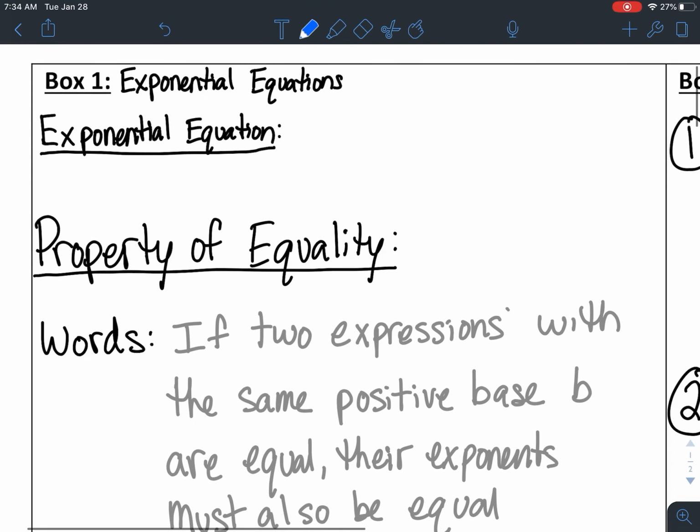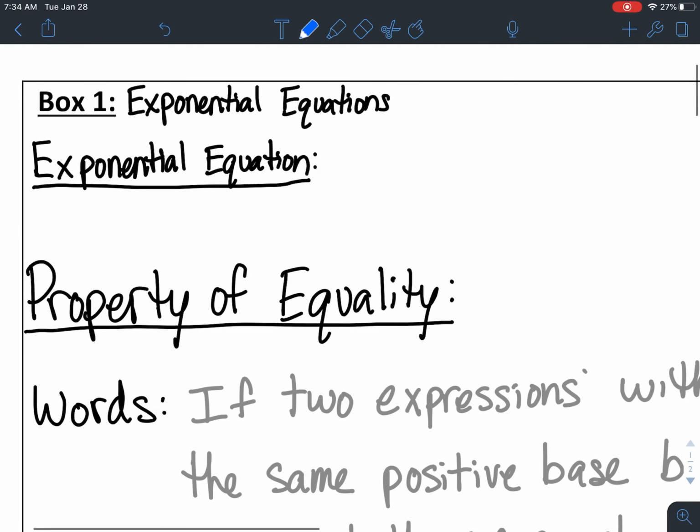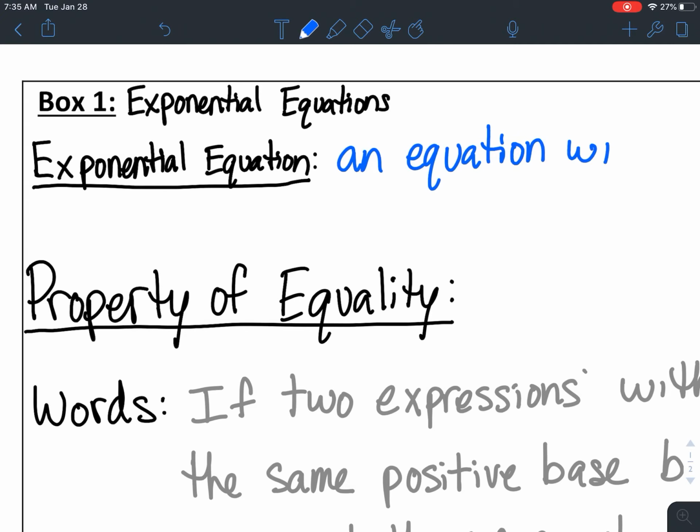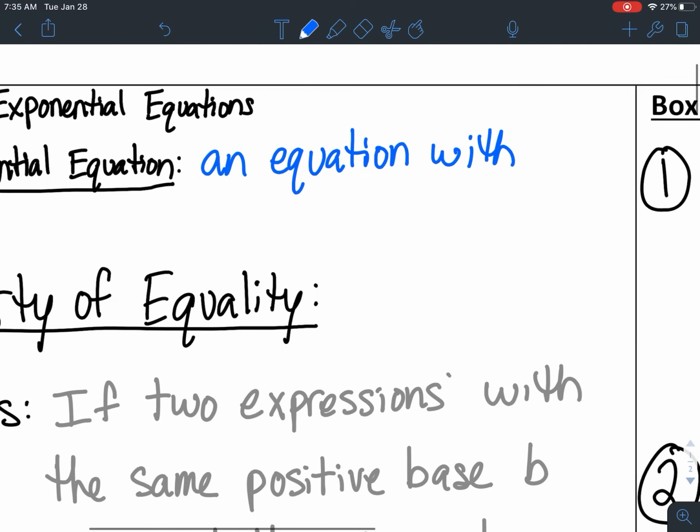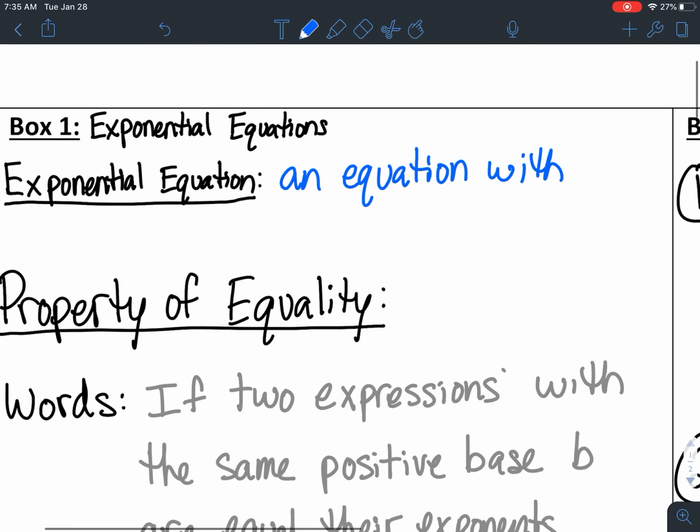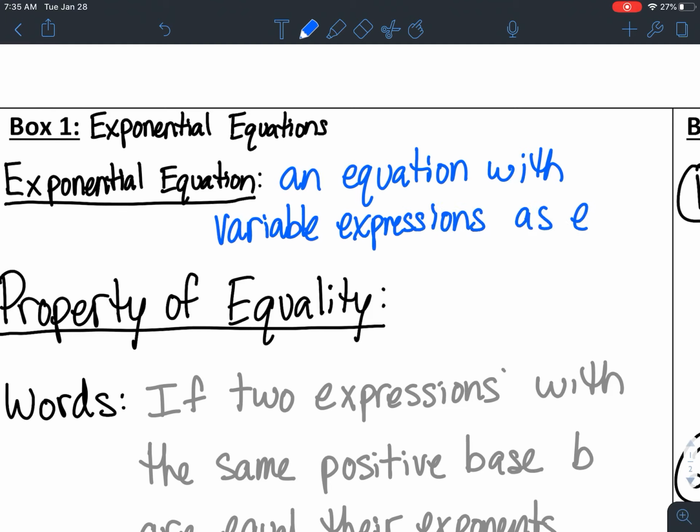All right, so in box one, we're doing exponential equations. So again, this is kind of our definitions vocabulary box. So an exponential equation we know is an equation, shocker, it's an equation with variable expressions as exponents. So very similar to our exponential functions that we saw before, where that x value is in my exponent.